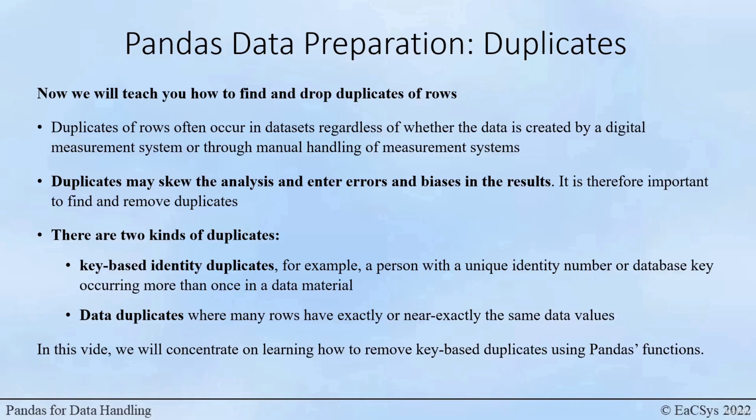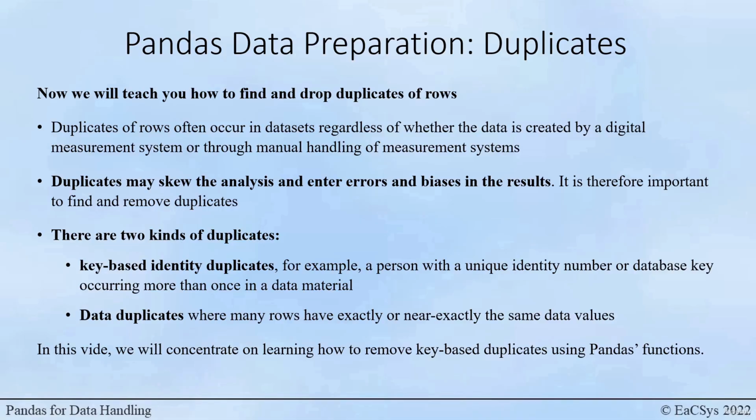So the problem with duplicates is that they may skew an analysis and create errors and biases in the results, depending on how the analysis and data items are defined. It is therefore very important that we find and remove duplicates when we are going to do an analysis which requires an equal weight of observations of the data frame, or an analysis that requires the equal weight of each data item.